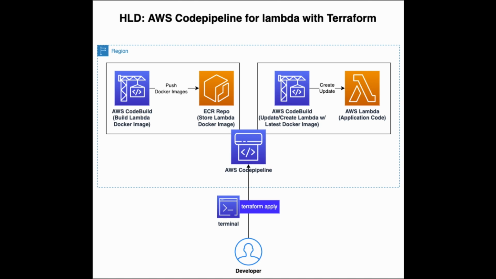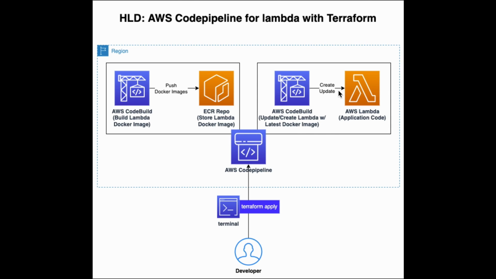Okay, since we are reviewing the high-level design document, let me walk you through it so that we can understand what exactly we are doing here. In this document, we see a developer running a Terraform apply command, which provisions this CodePipeline. The pipeline has two stages. One, a Lambda function, which is Dockerized, is compiled and pushed to the ECR repo. In the second stage, we use the same ECR image, pulled with the help of CodeBuild, and then provision the AWS Lambda using Terraform.